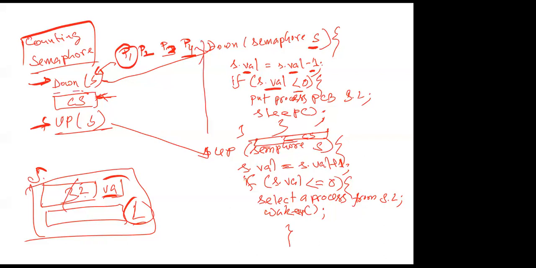The down function is done, and the next step is the critical section. So P1 will enter the critical section, and next let's see process P2.